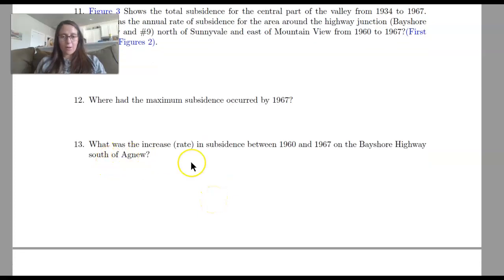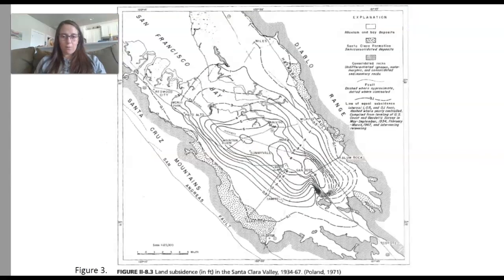Alright, so what was the increase rate in subsidence between 1960 and 1967 on the Bayshore Highway south of Anu? Alright, so if we go to that map again, let's see. So Anu is right here, right? And just a little south of it, this is the contour that we should be looking at.